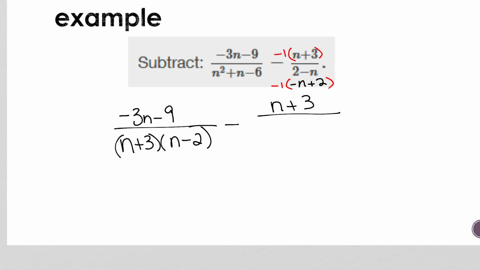Okay, so actually I'm going to change my numerator over here. All right, so my numerator becomes negative n minus 3, and my denominator becomes n plus 2. Do you see why? Negative 1 times a negative n gives me a positive n. Negative 1 times positive 2 gives me a negative 2, Stacy.